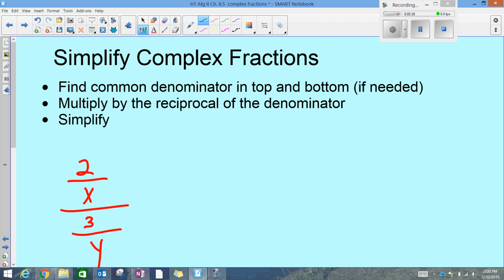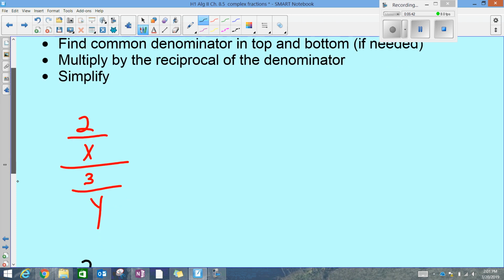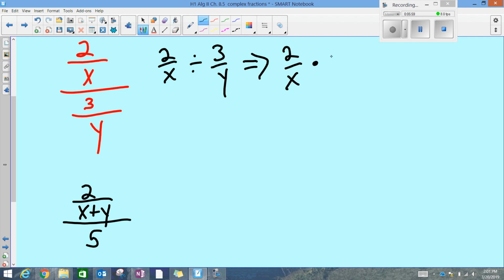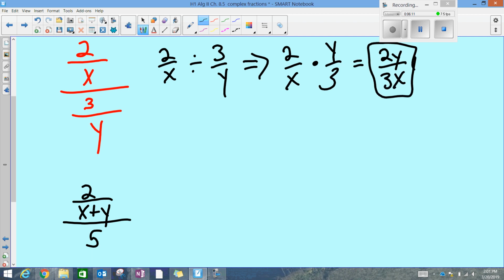Again, we've worked through these on our division page a couple days ago, but there's just a little trick on some of these. Looking at this problem, I can think about this as 2 over x divided by 3 over y. When I'm dividing fractions, I keep the first term the same, change it to multiplication, and flip the second. So I get 2 over x times y over 3. Then I just multiply across, and I get 2y over 3x.